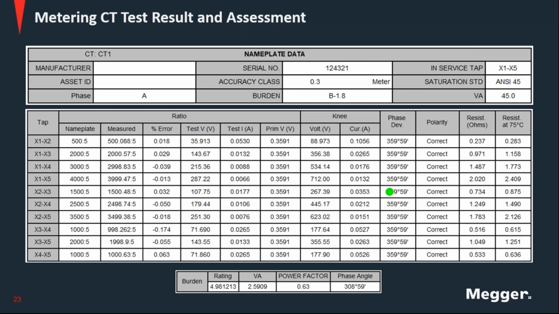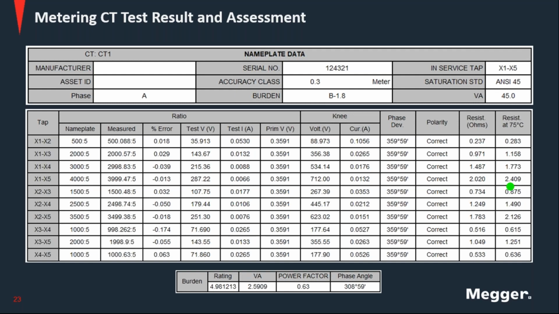In relation to the ratio, we have the phase deviation, so 359, 360 degrees, meaning 0 degrees. There's no deviation or very little deviation in phase from the primary side, and the polarity was correct for all of the terminals. And we also have the resistance for each of the taps, and the entire winding resistance is 2.020 ohms.